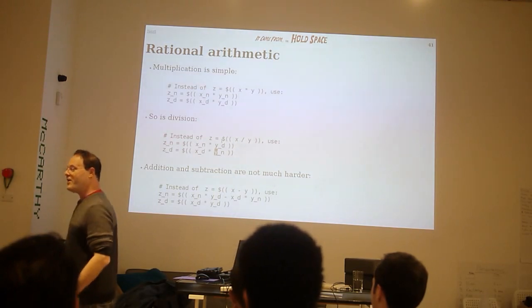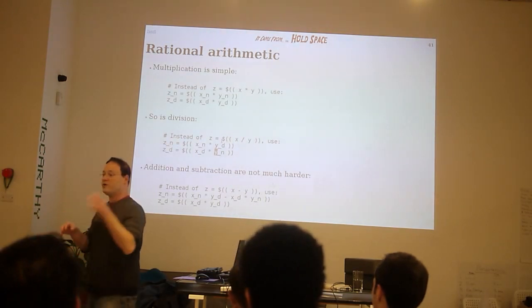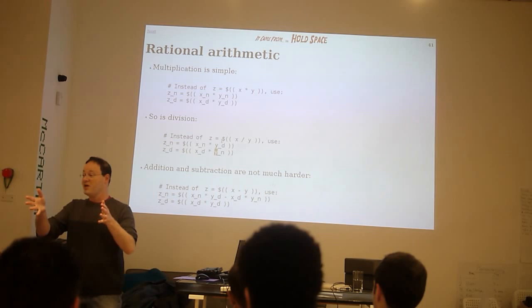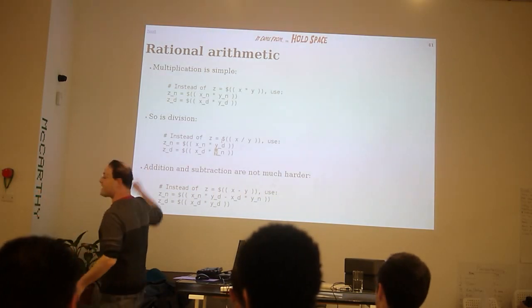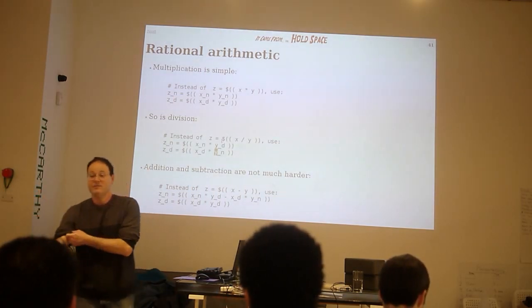So this is the thing where you flip over and then do the cross? Yeah, that's right. We flipped over, we want to divide x by y, so we flip y upside down and then we multiply. And that's exactly what's going on there. Thank you very much. Any other questions?